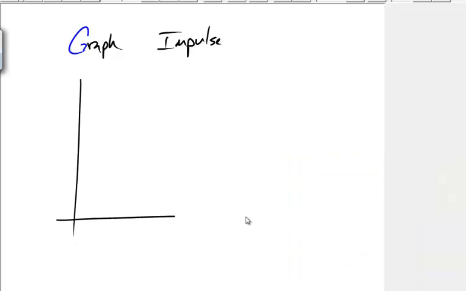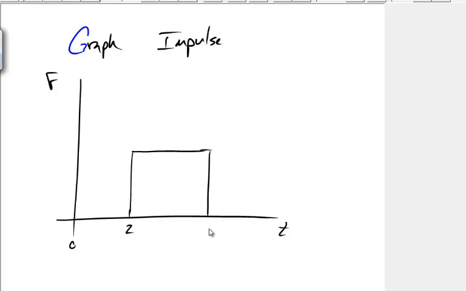And so I'm just going to go right out of your book. They provide me with a really nice graph, and it's force versus time. They've gotten rid of all of the curvy stuff and are just giving me a nice rectangle. According to this graph, from time 2 seconds to 5 seconds, there is a force of 4,000 newtons.